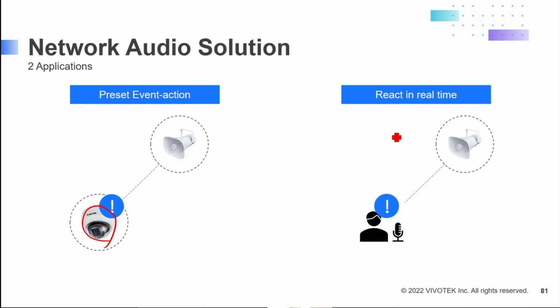The second type of application is when the security guard sees someone doing something that's prohibited, and then he can directly, with Fast2 or with Genetec Security Center, broadcast on the spot through the audio speaker. This is the react in real-time application. So these are the two different applications for network audio solutions.